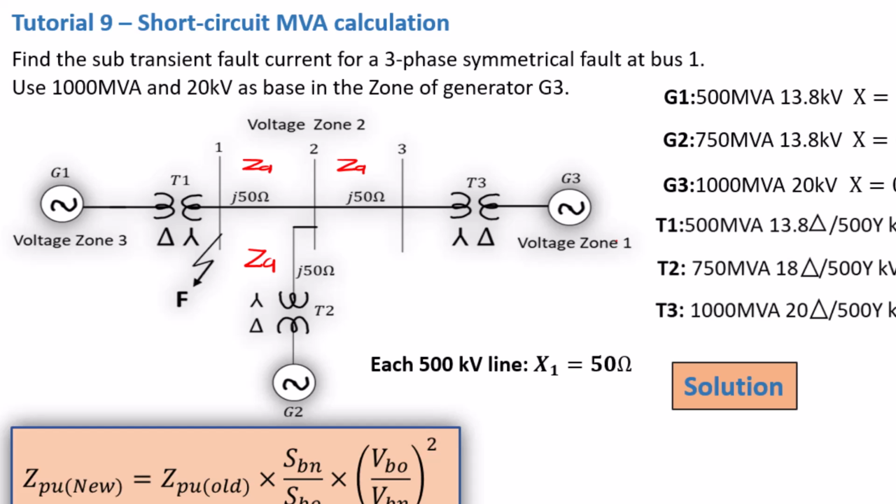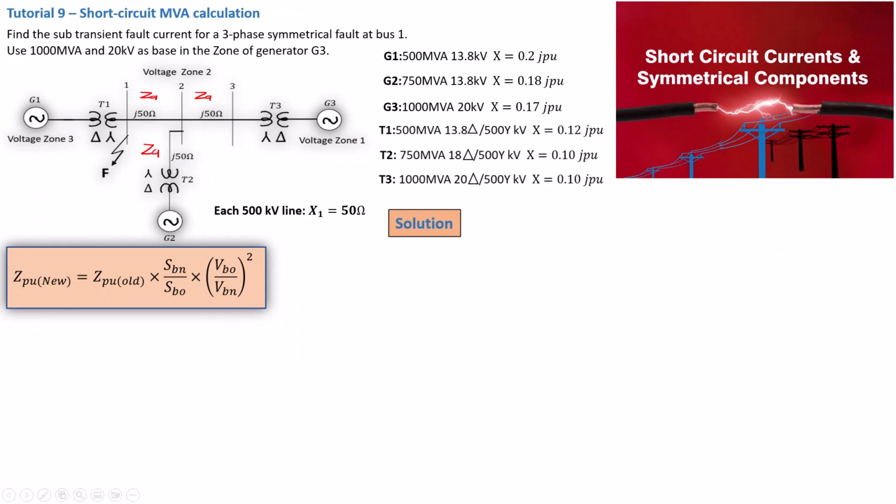Now this here is the general formula for the per unit system. It is the Z per unit new that we need to find, but to do so we need to use the Z per unit old, these variables, the Z per unit old that were provided for the generators and the transformers. And then SBN is the base apparent power new, which basically means the 1000 MVA we are going to use. And then the old is going to be the base apparent power for the generator.